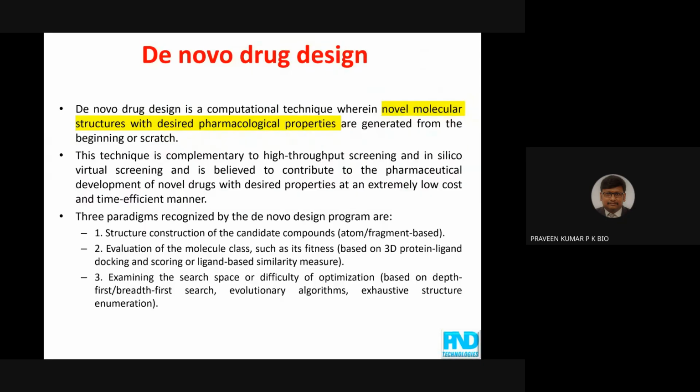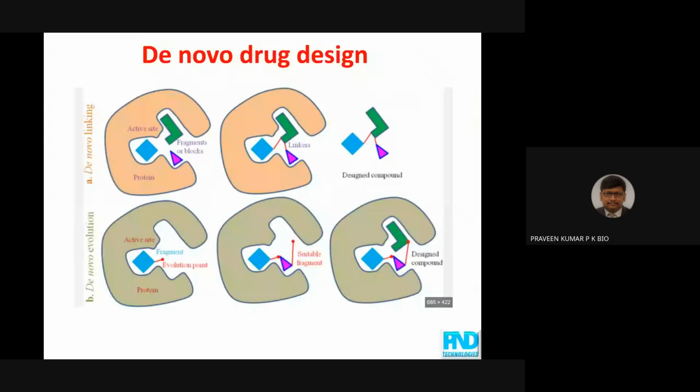Now something about de novo drug design. What is de novo drug design? It is a computational technique wherein novel molecular structures with desired pharmacological properties are generated from the beginning, or scratch. Do you understand anything? So before coming to these definitions, I will directly take you to the figure and explain. In this figure, you can see there are two types of de novo drug design. One is de novo linking, the other is de novo evolution.